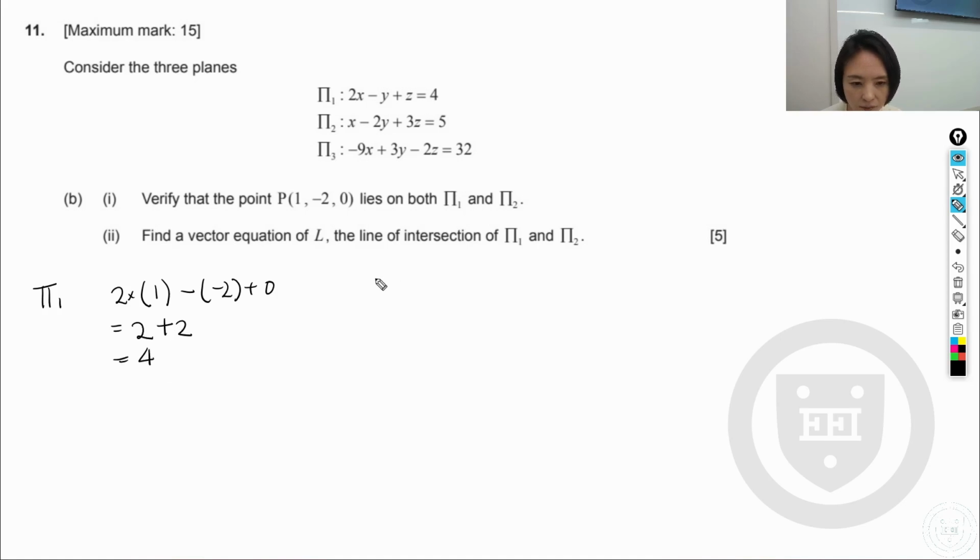That works. And for pi2, 1 minus 2 times negative 2 plus 3 times 0, which is equal to 1 plus 4 equal to 5. That works too. So that point lies on both planes.